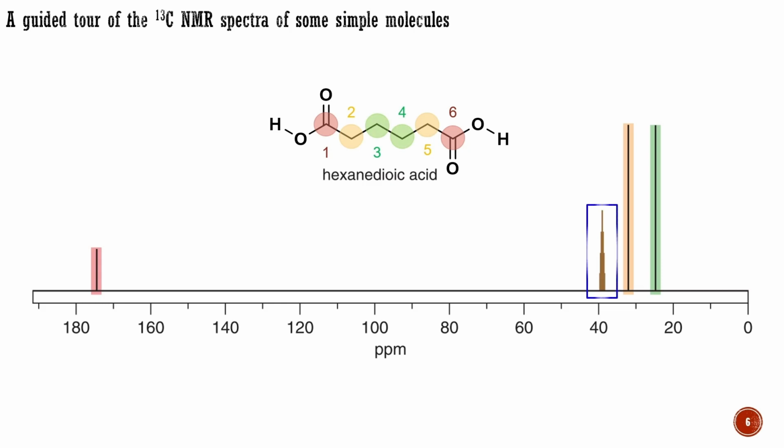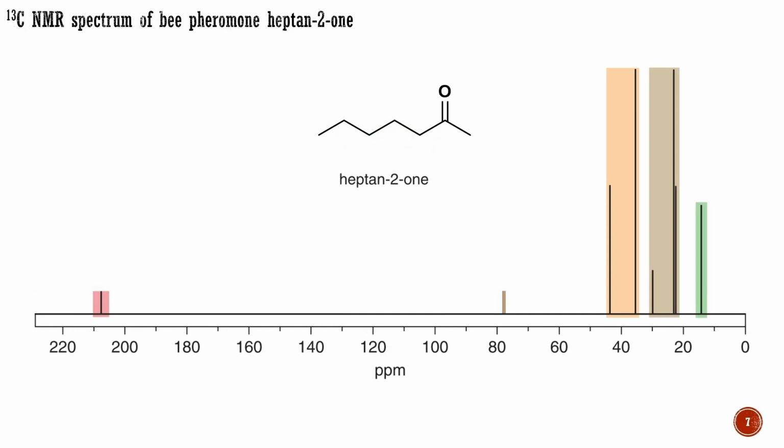This spectrum was run in a different solvent, dimethyl sulfoxide, hence the brown solvent peaks are in a different region and have a different form. Again, we will deal with this later. Heptanone is the bee pheromone mentioned earlier. It has no symmetry, so all its 7 carbon atoms are different. The carbonyl group is easy to identify at 208 ppm, but the rest are more difficult.